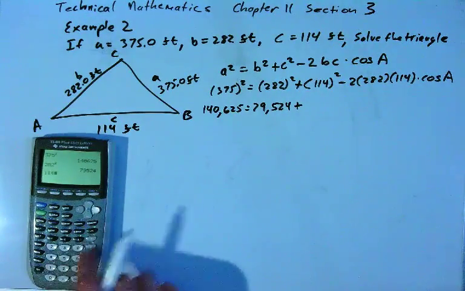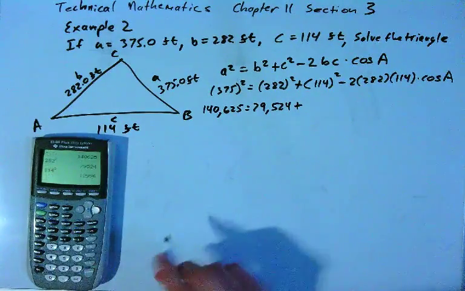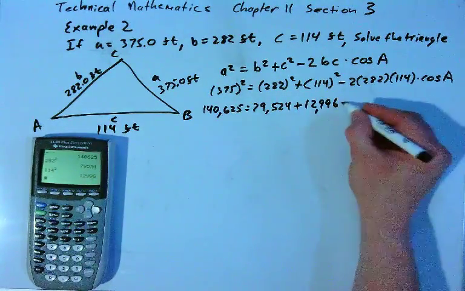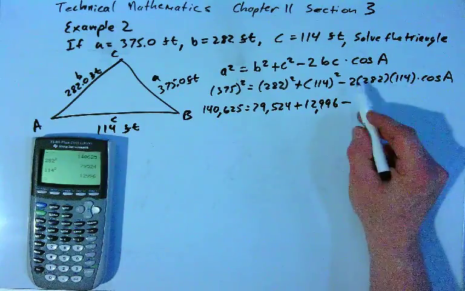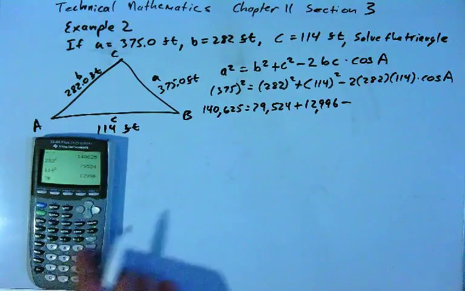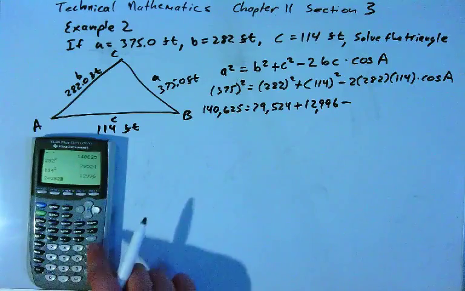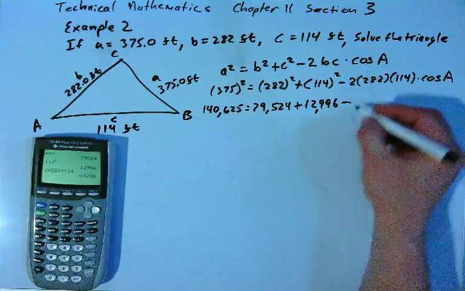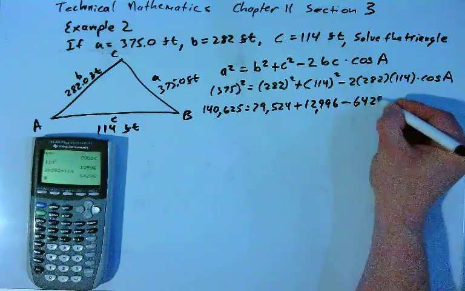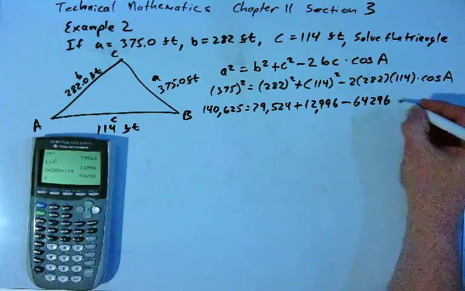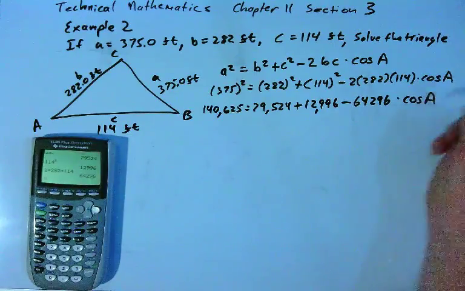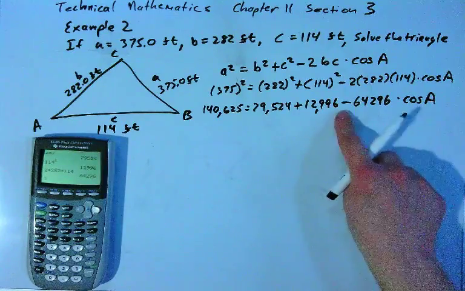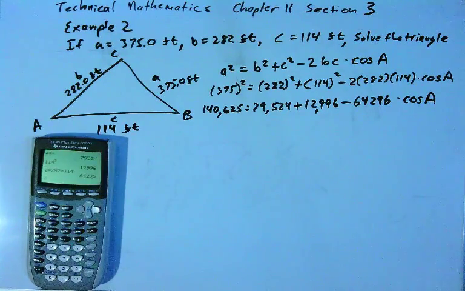Plus c squared, which is 114 squared, 12,996, minus, and I'll go ahead and multiply these out, 2 times 282 times 114, and I get 64,296, times the cosine of A. This time when I multiplied, the answer came out to be positive. There was no worry about having to subtract a negative here.